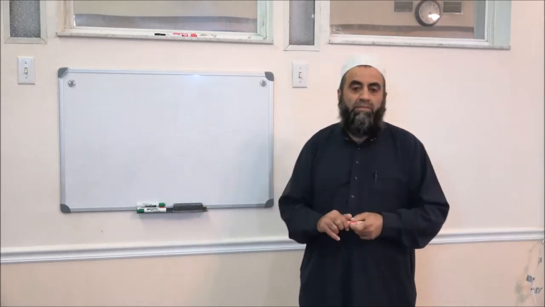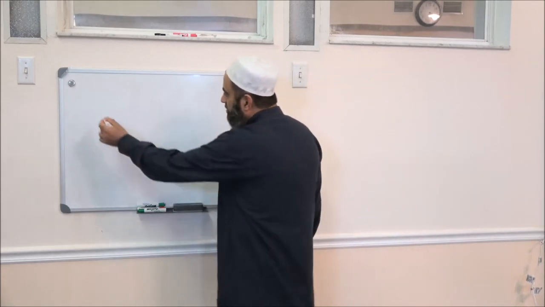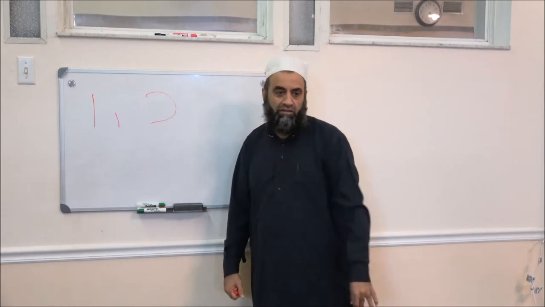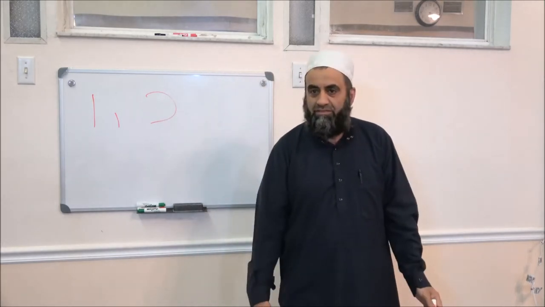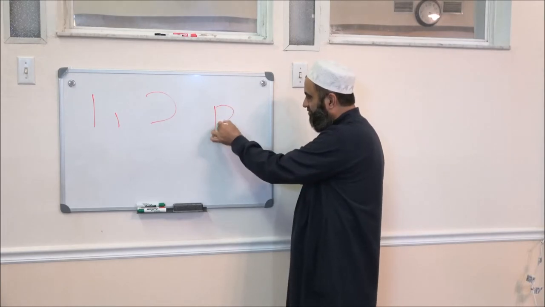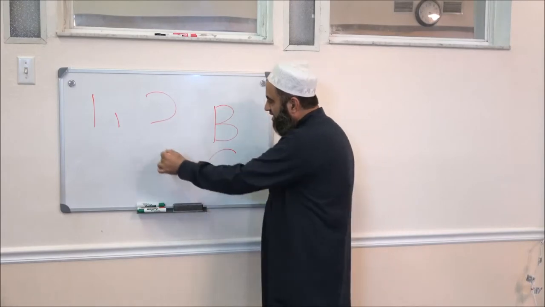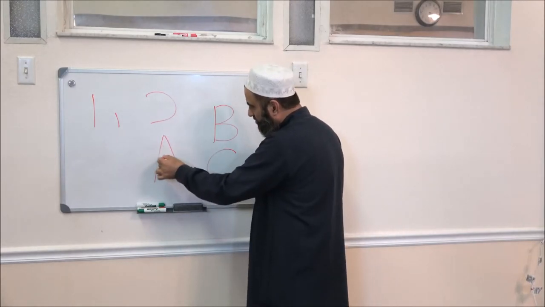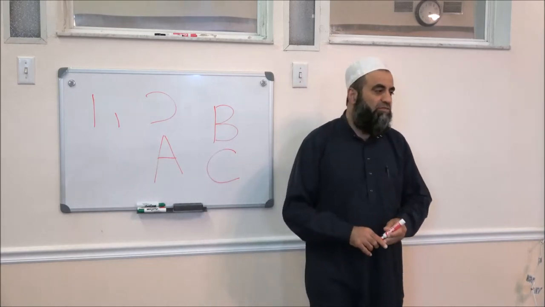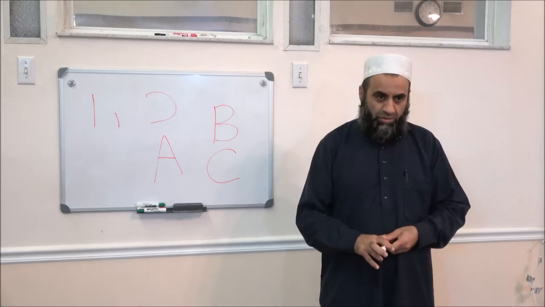Okay, the Arabic language. In the English language, you need a long line, a small line, an inverted C to write any letter. This is what you need, right? Write a B, a C, an A. So these three shapes will give you the ability to write any letter in the English language.